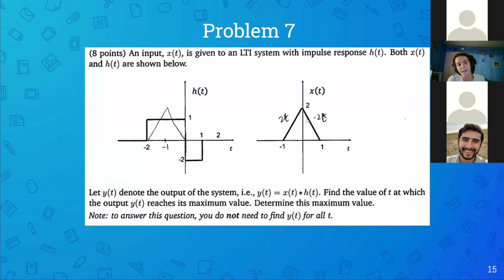Ignore that. The question is, an input x of t is given to an LTI system with an impulse response h of t. Both x of t and h of t are shown. Let y of t denote the convolution. Find the value of t at which the output y reaches its maximum value. Determine this maximum value.